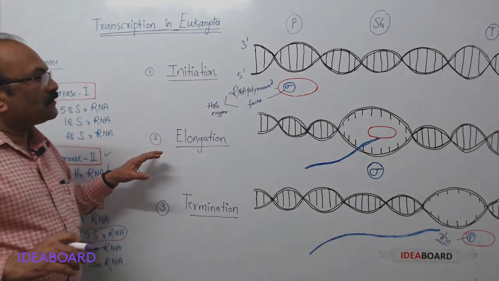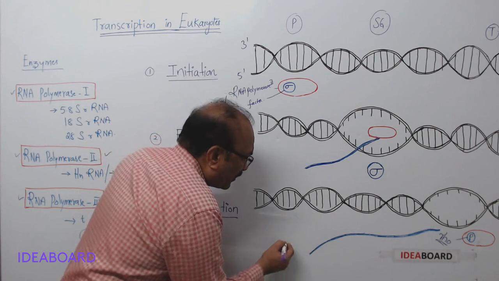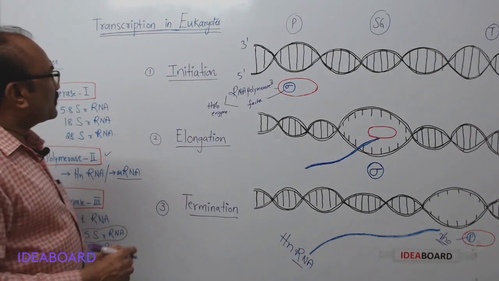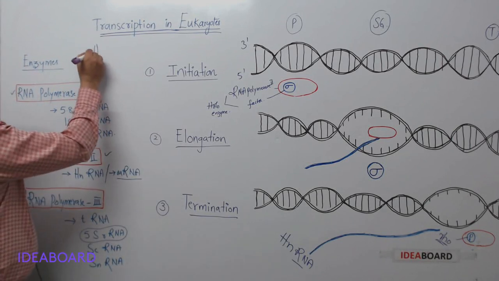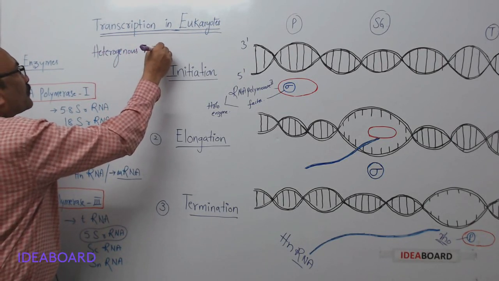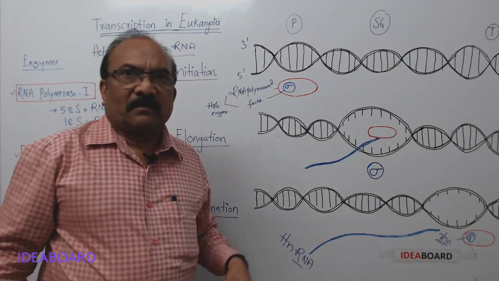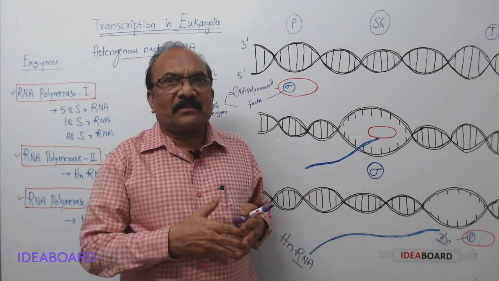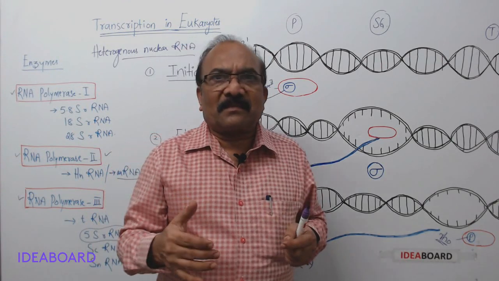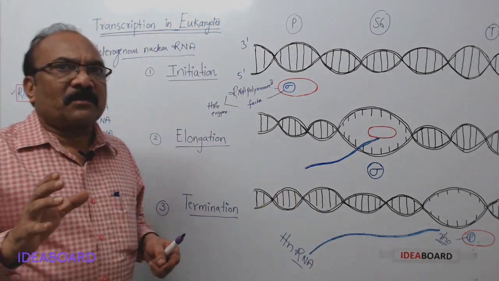So that is the same process, and the only thing is that the RNA which is formed here, you can't call it mRNA. This is called hnRNA, that is heterogeneous nuclear RNA. That's why this heterogeneous nuclear RNA cannot participate in translation. Before it comes out into the cytoplasm, it should be processed, and that is called post-transcriptional processing. And we will discuss that post-transcriptional processing now.